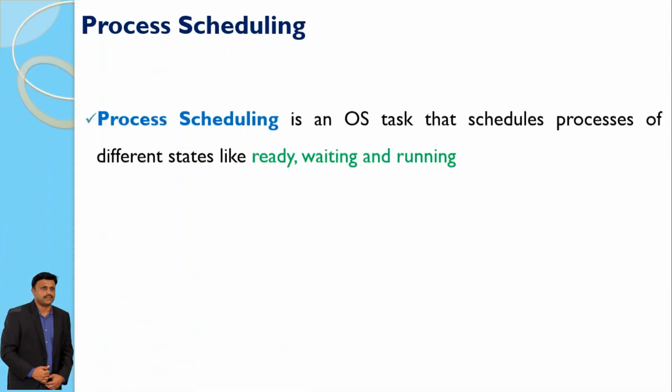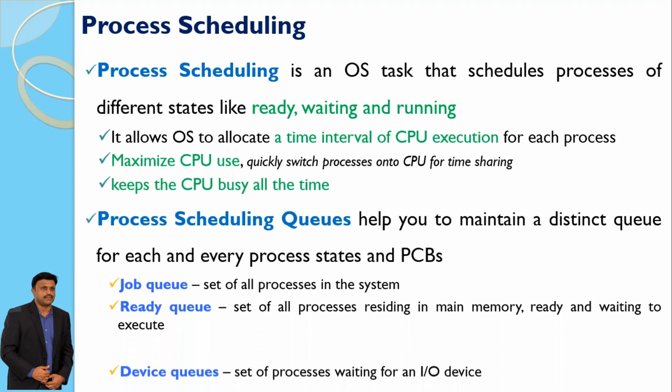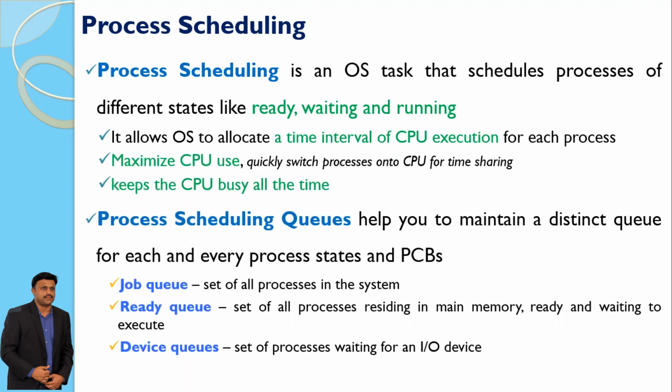Process scheduling involves different queues like job, ready, and device queues. These queues help manage processes at various stages, optimizing CPU usage and process execution.